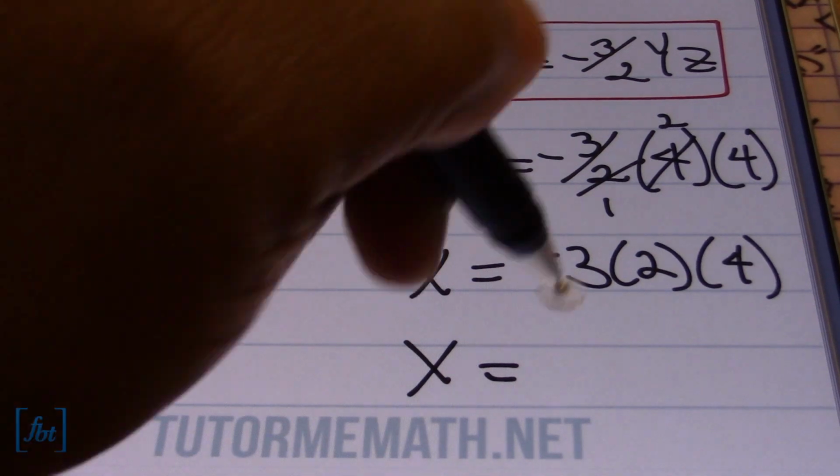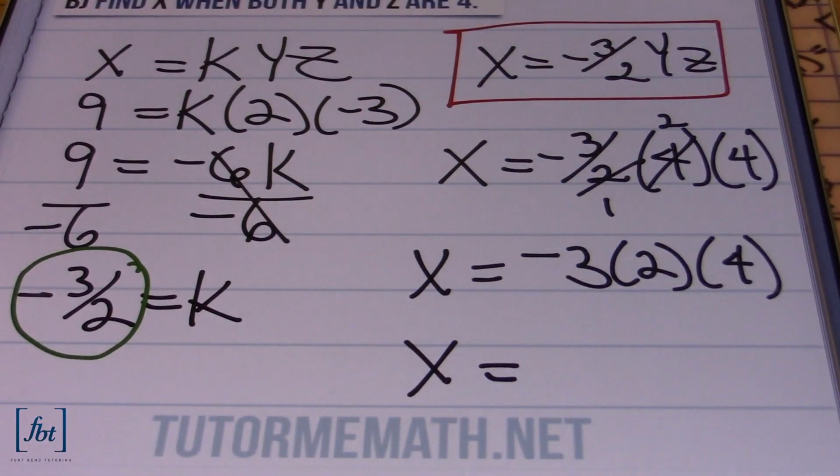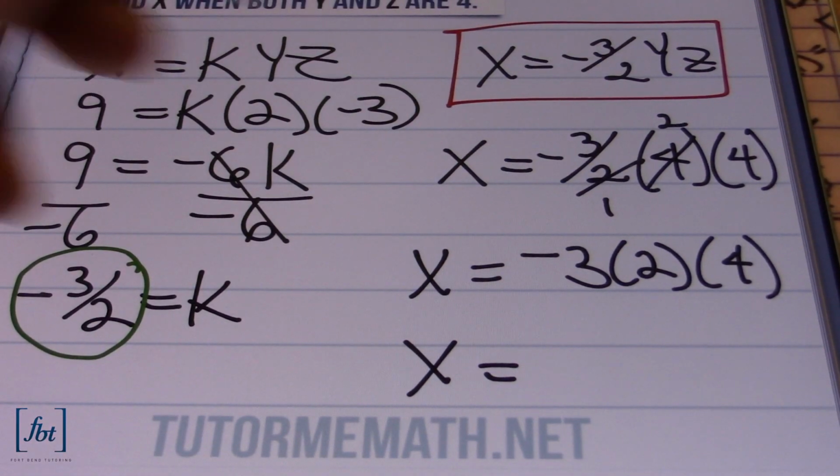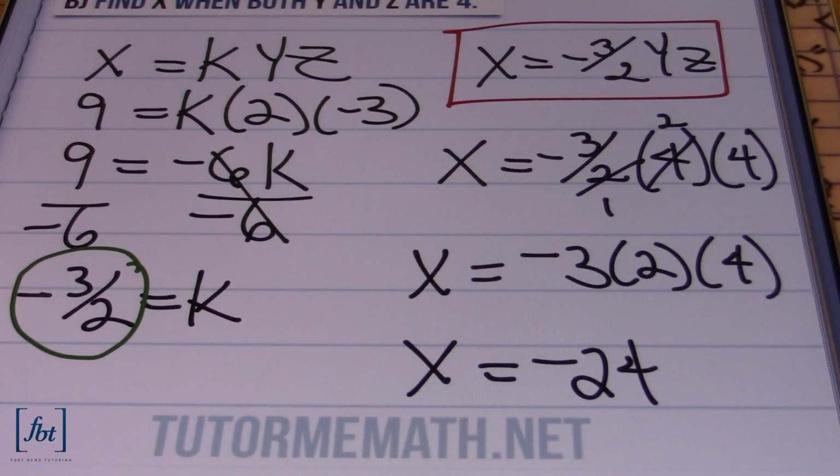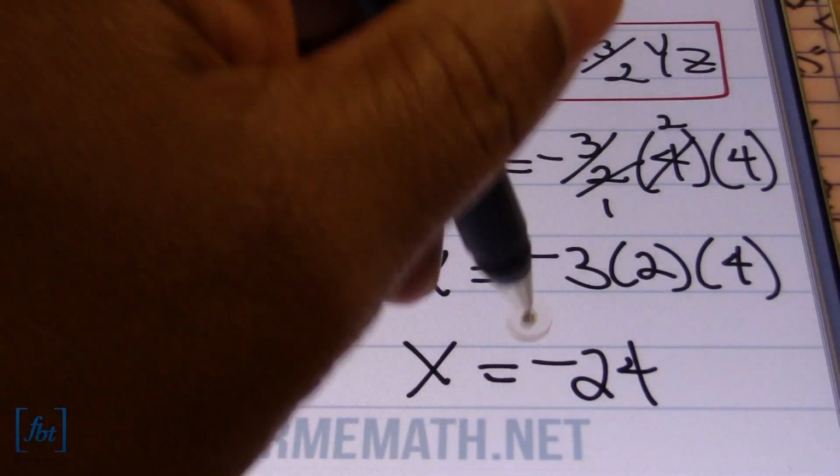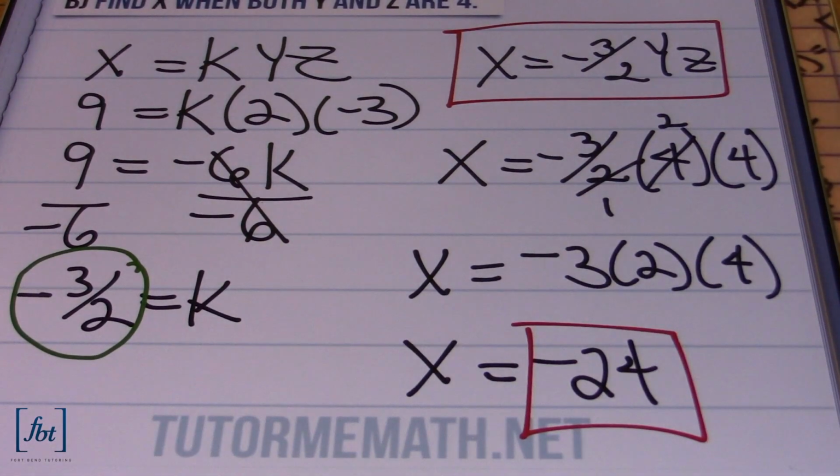We're going to multiply this out. We have -3 times 2. That's -6. -6 times 4, that's -24. I have an answer now for part B. This is the answer. Put a red box around it. All right, that was problem number 2.